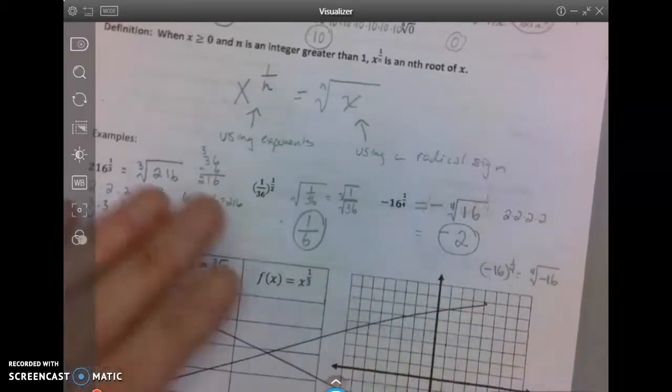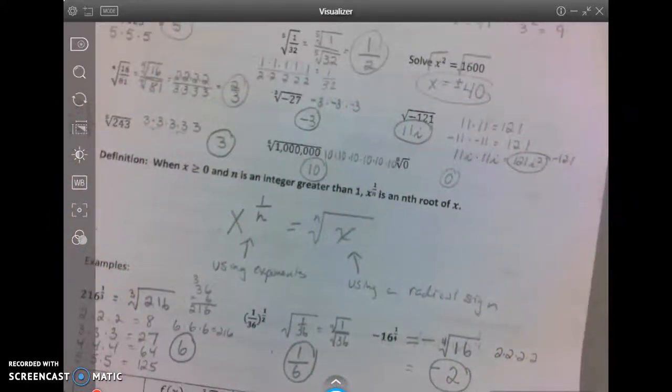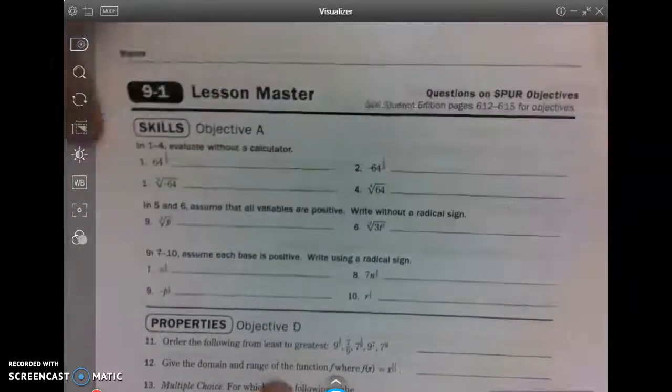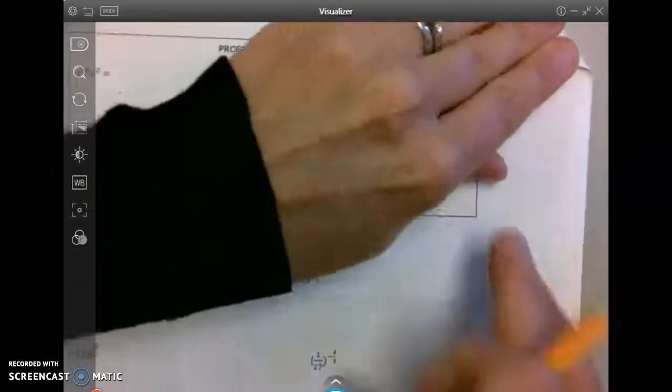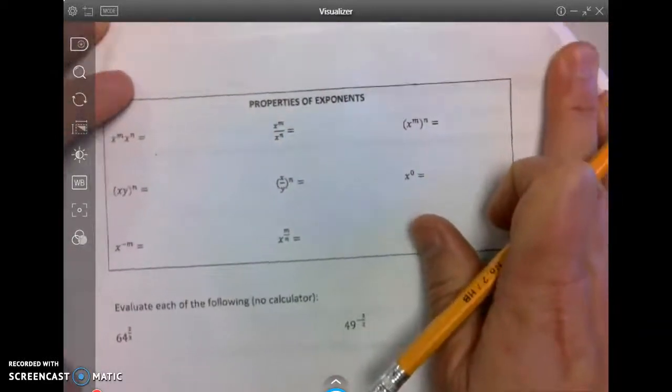All right, we are not going to be doing the graphing. It's just one of the topics that we have to skip, which I'm sure you guys are not disappointed about. So we finished the first part, that first page. Let's go on now to our second page, where we're going to be looking at our properties of exponents.